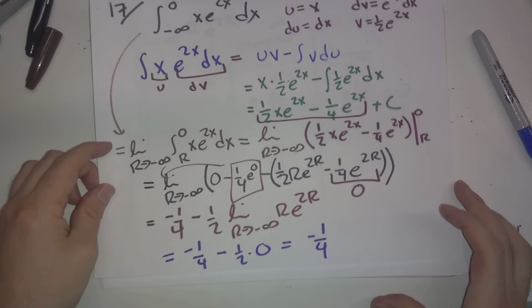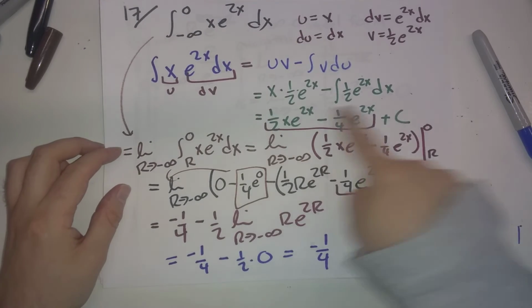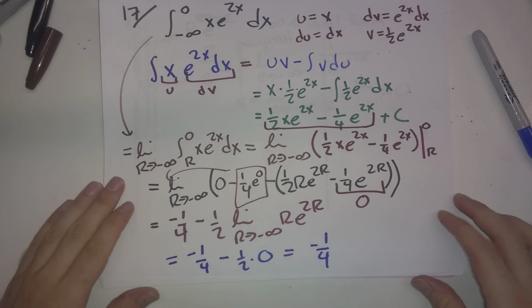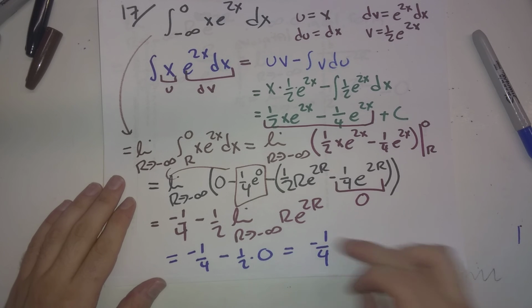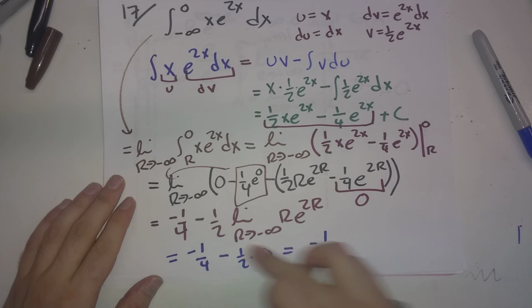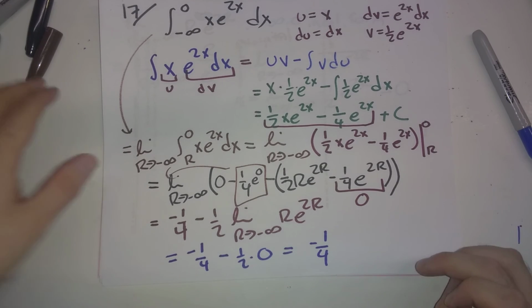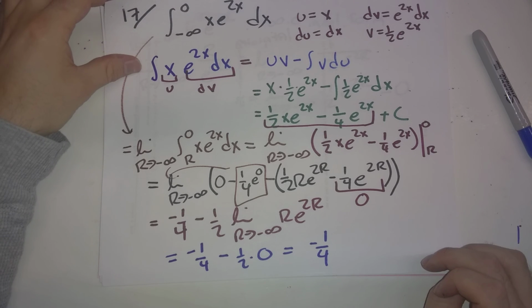So several things going on in this problem. The integration by parts in conjunction with the improper integral. And then I think a lot of people get tripped up on just how to evaluate this limit. You have to use L'Hopital's rule.